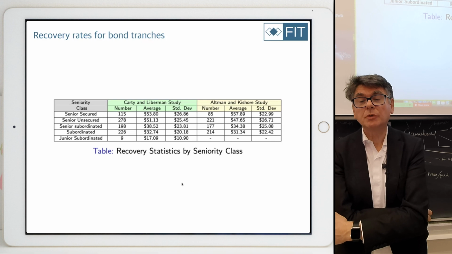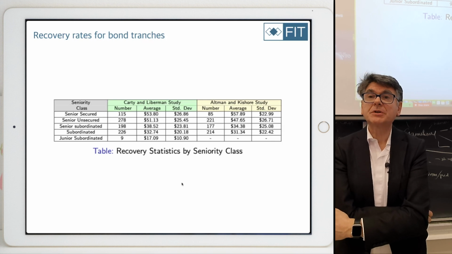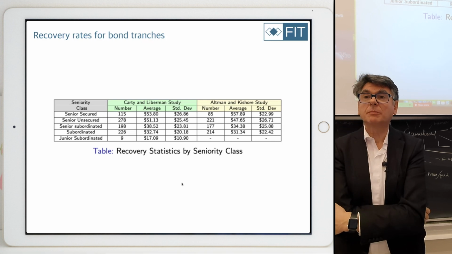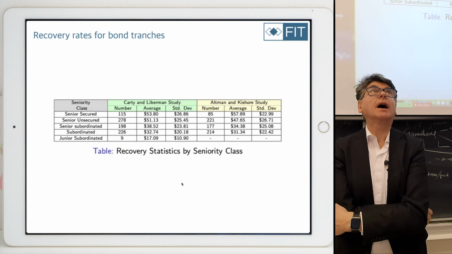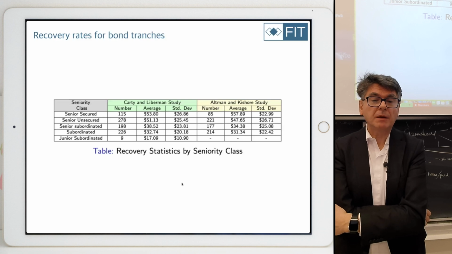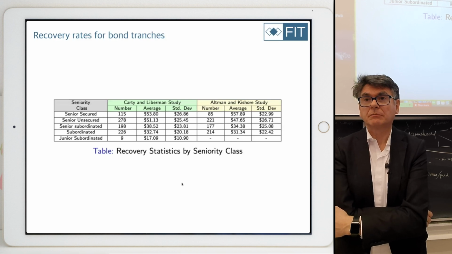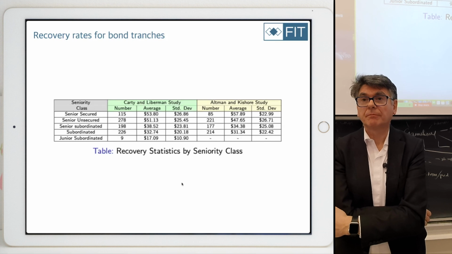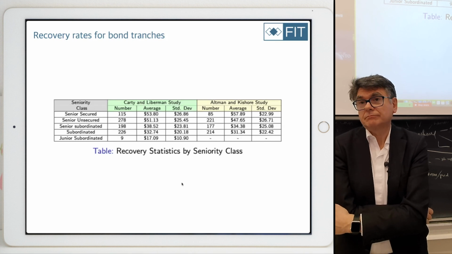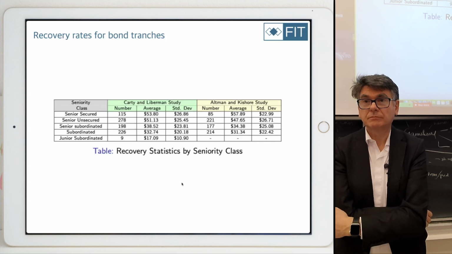So my guess would be, for example, imagine this, most of the time the security was enough to pay both secured and unsecured, right? Then you have very similar statistics for the two of them, right? Yeah, makes sense. Yeah, okay.